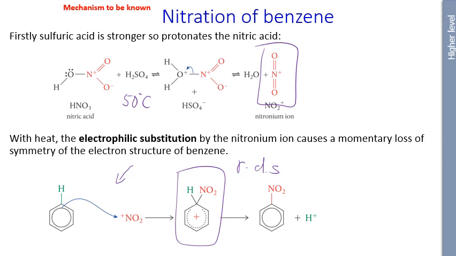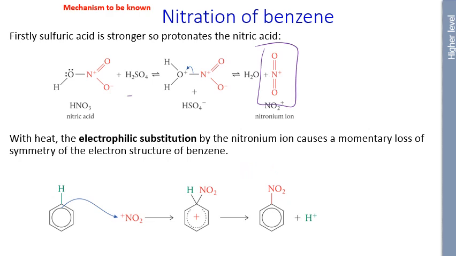Then water acts as a base, deprotonating the carbocation intermediate and restoring the aromaticity of the system to get the final product, the nitrobenzene, plus a proton. And this is a yellow oil that can then be extracted from the reaction mixture. So in terms of the mechanism, let's just go through it in a little bit more detail.